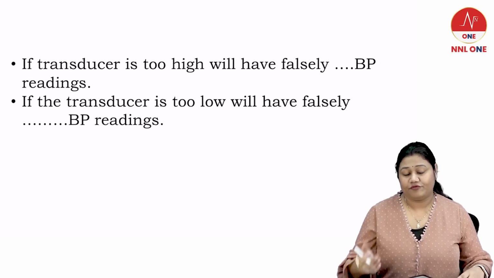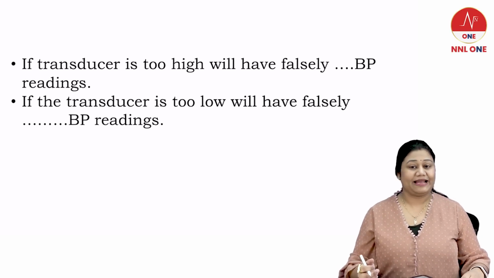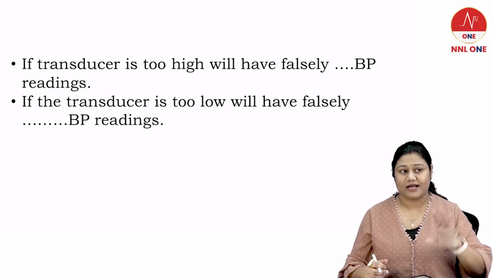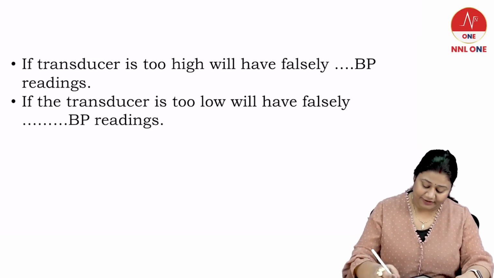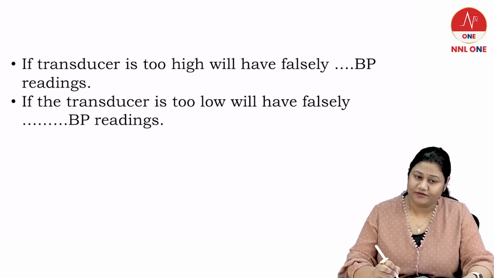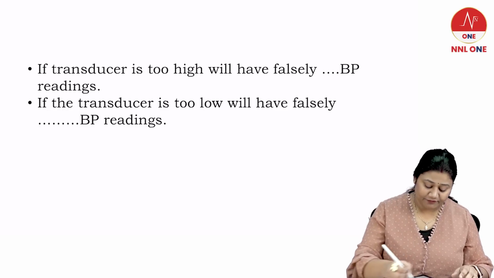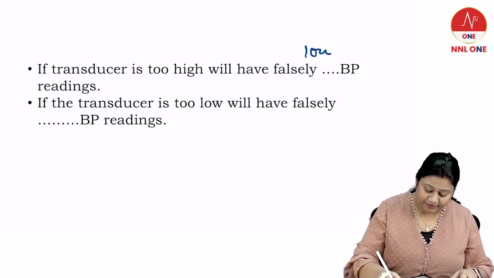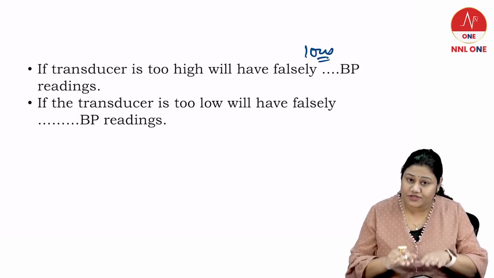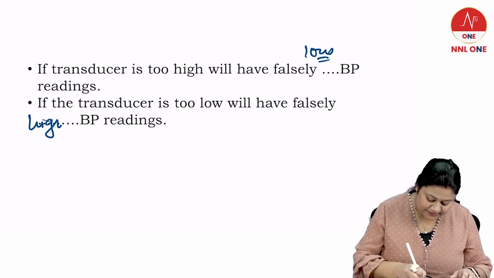So if you are measuring a CVP pressure with the help of a transducer, and if you place the transducer too high, what reading will it give falsely? It will give a low reading. Remember, it will give a false and low reading. If the transducer is too low, it will give a false and high reading.